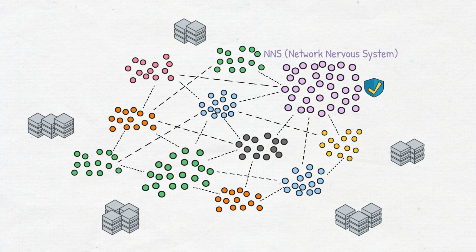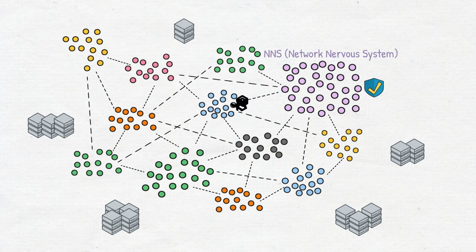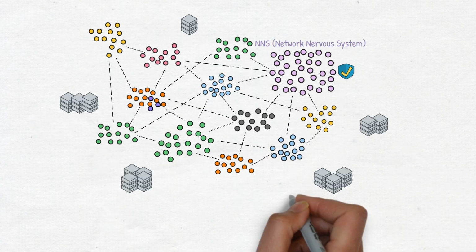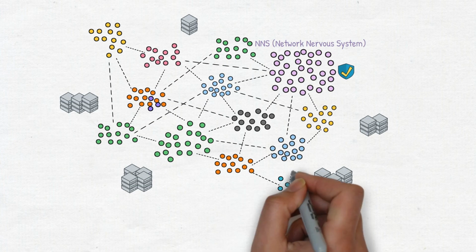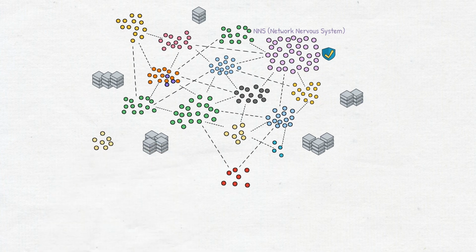Operations such as data centers becoming nodes, a specific node joining a subnet, the composition of a subnet, creating a new subnet with a few nodes, and splitting a subnet into several subnets all require NNS permission. The architecture of many subnets allows IC to scale infinitely.